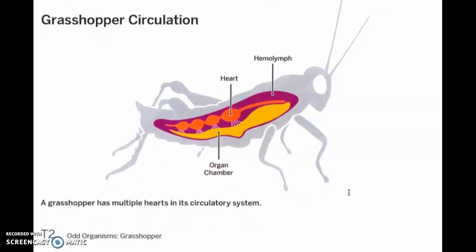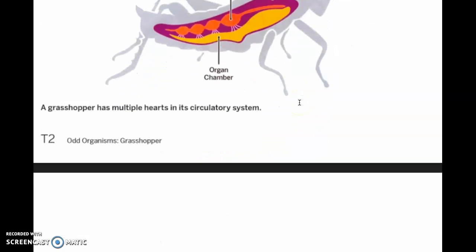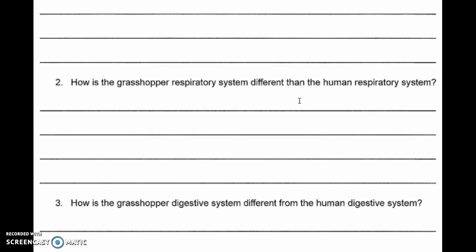All right, grasshopper circulation. Cool, this is a circulatory system. So a grasshopper has multiple hearts. Wow. So in this picture, it looks like the grasshopper has 4 hearts. There's something called the hemolymph that was mentioned, what grasshoppers have instead of blood, and the organ chamber, where the other parts of the grasshopper's body are. All right, and then we finished that reading.